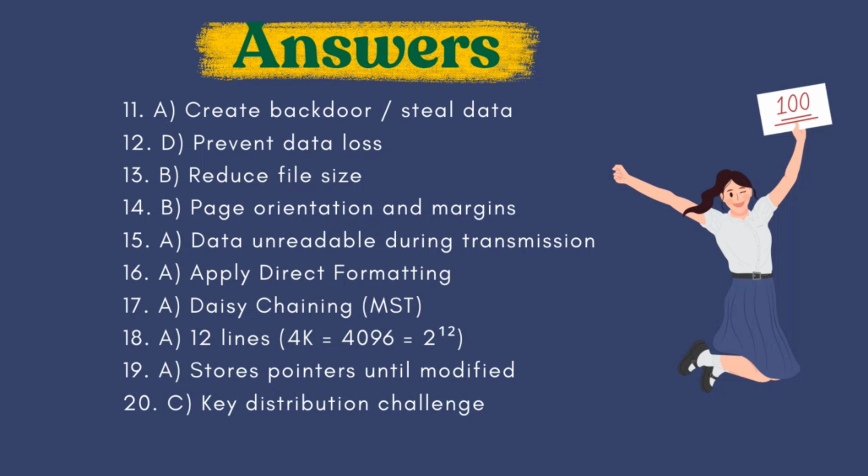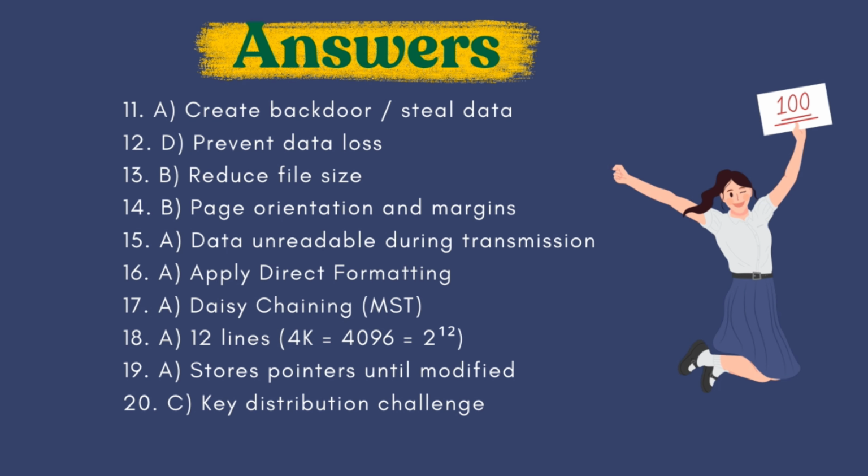Let's go through the answers and clarify each one. For number 11, the key point is about security vulnerabilities, creating a backdoor or stealing data. These are common malicious activities hackers might attempt to exploit. Moving to number 12, preventing data loss is crucial for safeguarding information, especially through backups and recovery strategies. For number 13, reducing file size helps with storage efficiency and faster transmission. Number 14 highlights the importance of page orientation and margins, which are fundamental in document formatting and presentation layout.